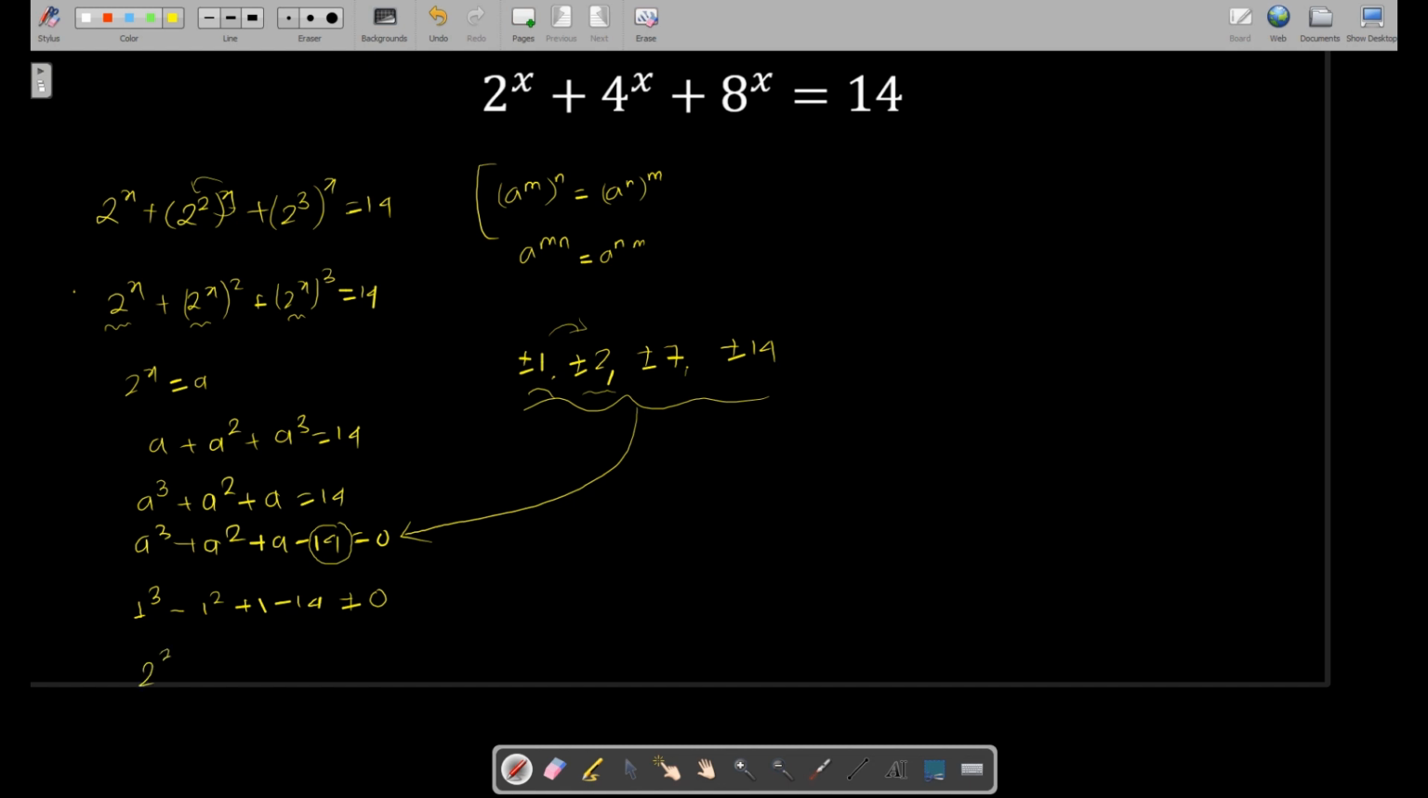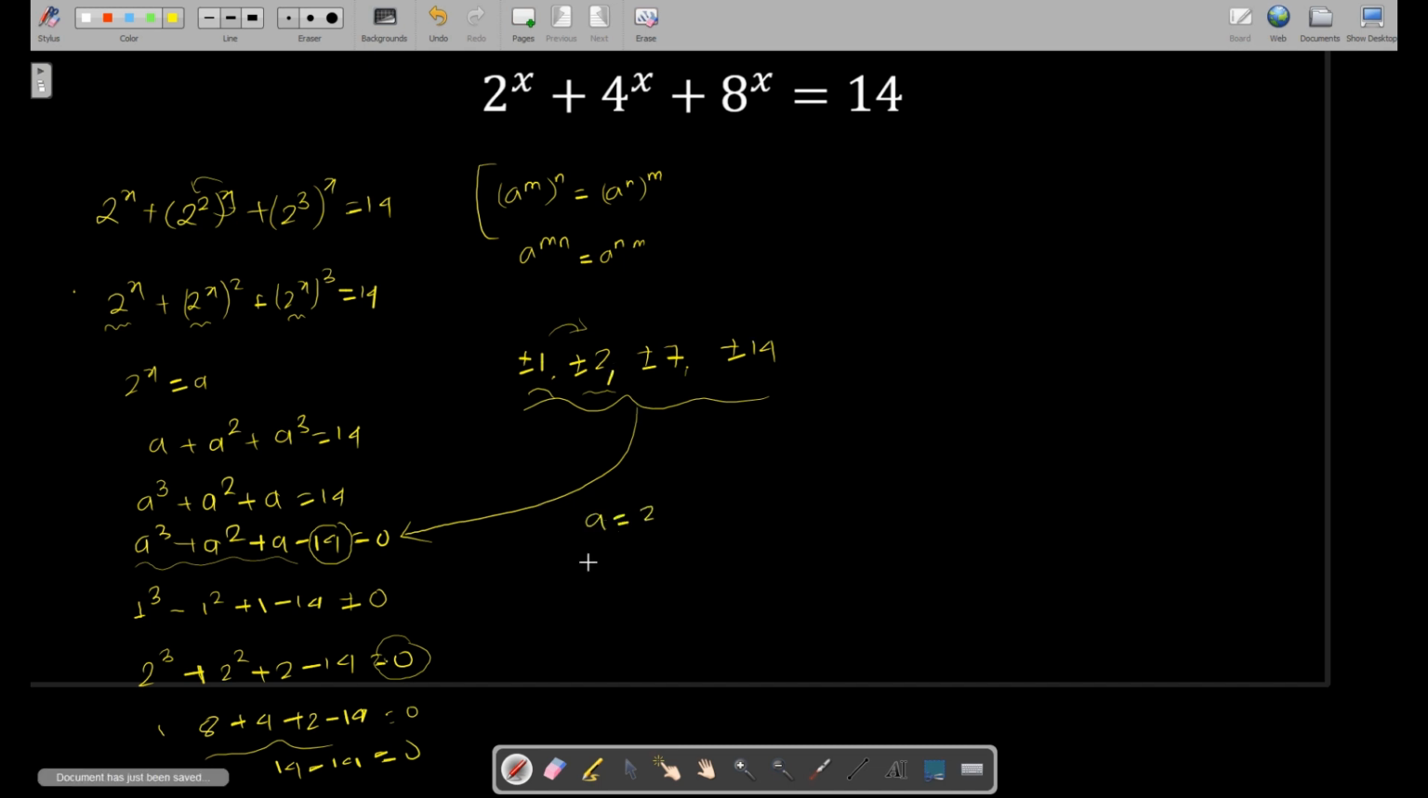If I put 2, I get 2 cube plus 2 square plus 2 minus 14 equals 0. We have to see if this is true or not. 2 power 3 means 8. 8 plus 4 plus 2 minus 14. So we get 14 minus 14 equals 0. That means it is true. So yes, 2 is among the factors of this expression. So a equals 2 is a root, or we can also say a minus 2 equals 0 is a factor.